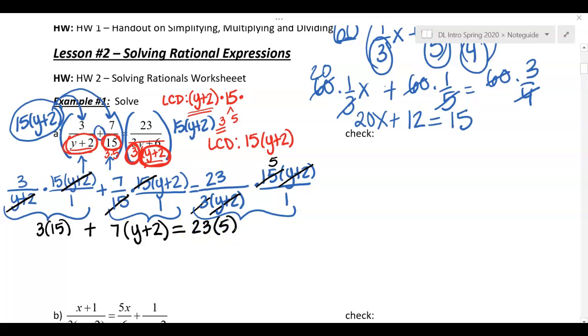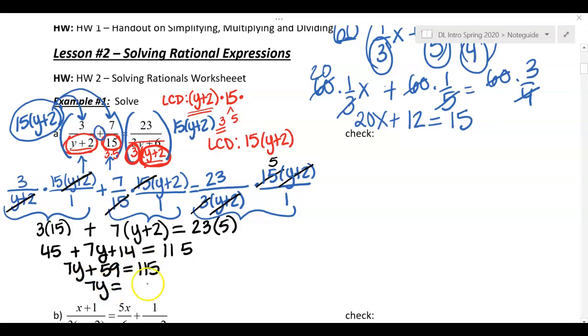So the equation I'm left with can be better written as 45 plus 7y plus 14 is equal to 115. And then I'm just going to work on solving from here. So 7y plus the 14 and the 45 can add together to make 59. Then if I subtract 59 from both sides, I'm going to get 56. And now that I have 7y equals 56, if I divide both sides by 7, I will have y is equal to 8. Okay?